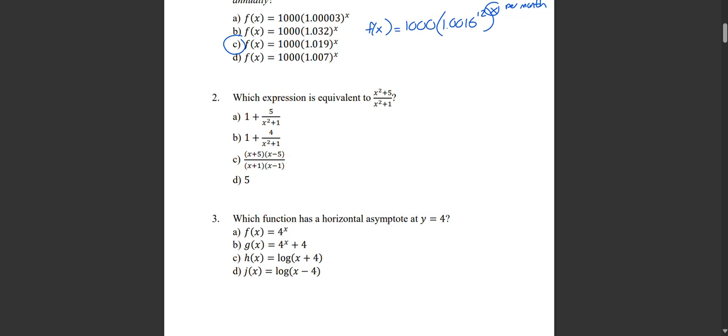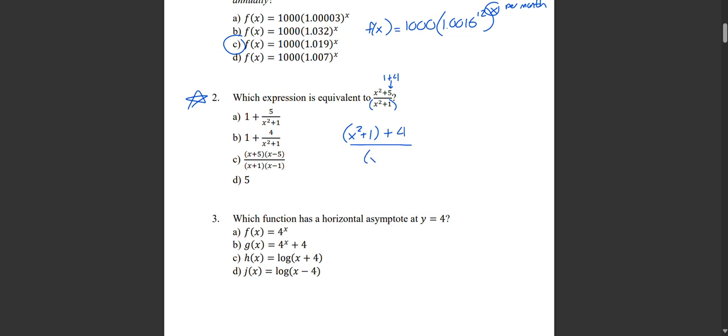Number 2, which expression is equivalent to x squared plus 5 over x squared plus 1? This is stowable. Everyone that's stowable will have a star. Okay, so make sure you understand your stowing principles. I'm not really going to go over them every single time. The idea here is I can turn this into an x squared plus 1 plus 4. Right, I'm taking that 5 and I'm turning it into a 1 plus 4.